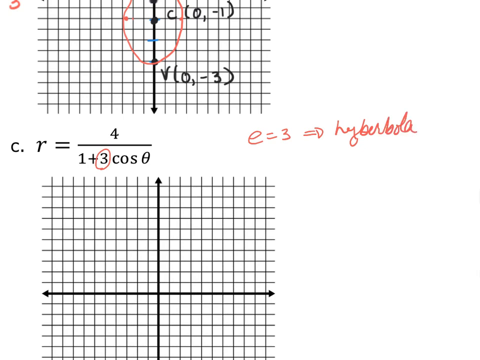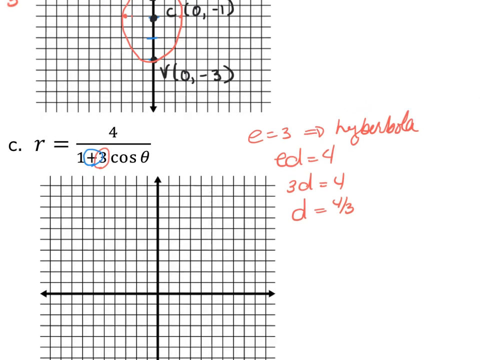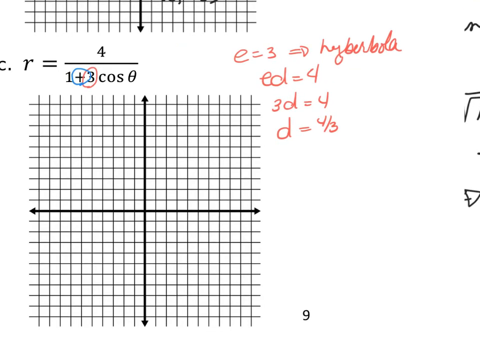So if I have a hyperbola, then ED is going to equal 4. 3 times D is equal to 4. That means D is equal to 4/3. Now, because this is a plus, that means that my directrix is going to be at a positive x. So my directrix is going to be at, again, I'm going to do this in ones.